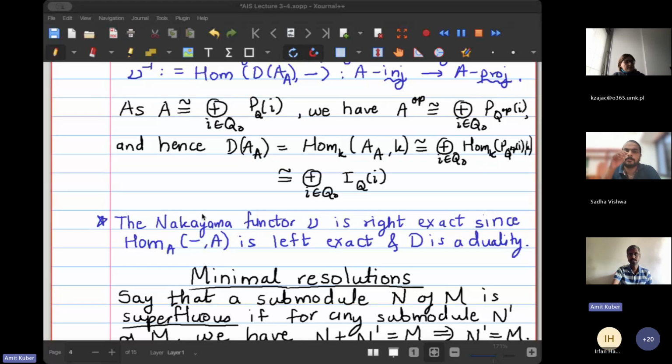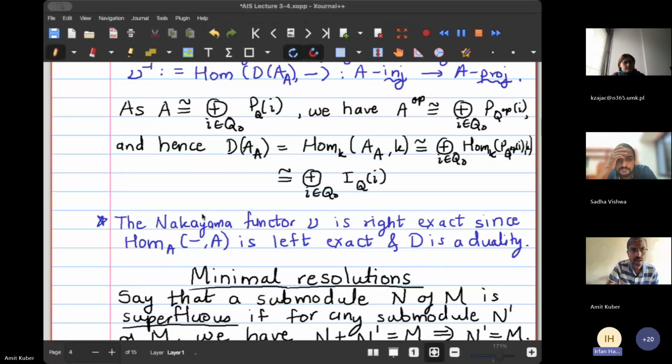Excuse me, did you mean I_Q in the opposite category? No. After applying the dual, you will actually get I_Q. Ah, that's true. Okay.